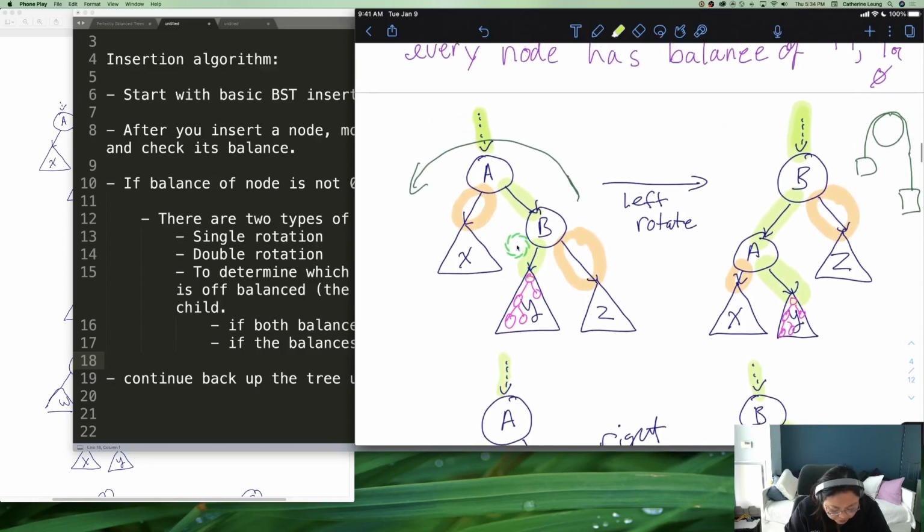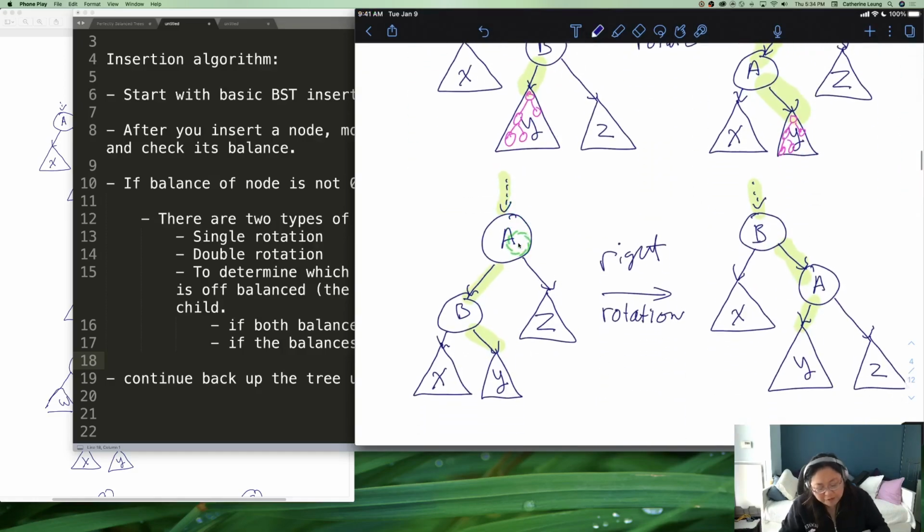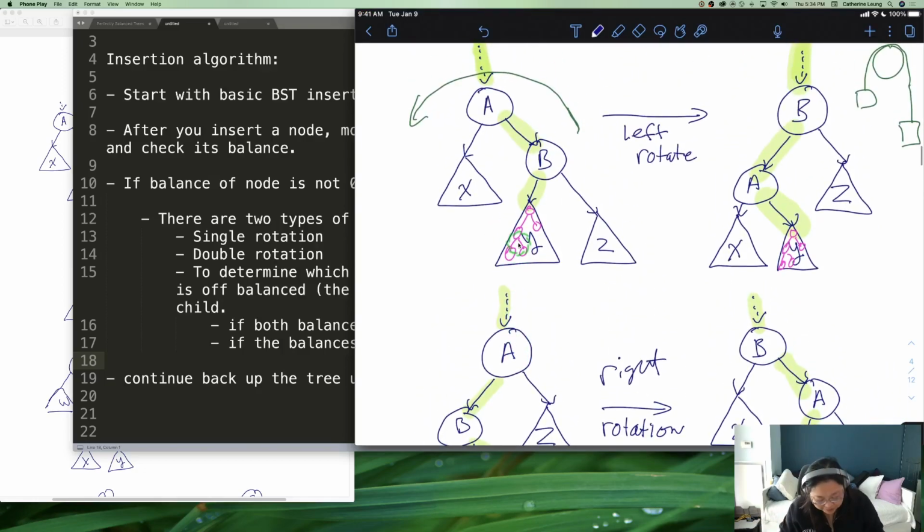Now, this is effectively called a single rotation because you only rotate once. How do you know that you're going to do a single rotation? Or how do you know which rotation, left or right? Let's start with that question.